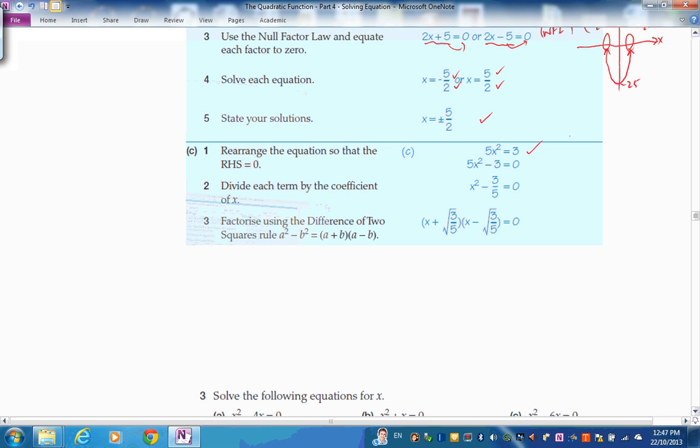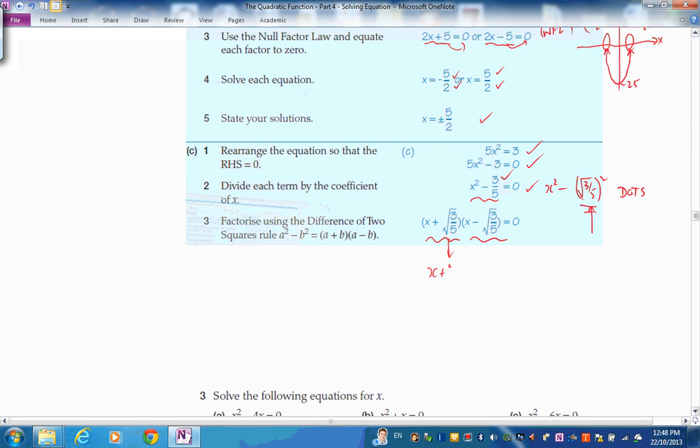5x squared equals 3. Okay, so there are two ways of doing this. Take the 3 across to the left, equals 0. And then, this is not really a perfect square, is it? But we can trick it a bit. X squared take root 3 on 5 squared. It's not a perfect square. We can make it a difference of 2 squares though. That's why we often call it DOTS, difference of 2 squares. There it is. When you square root 3 over 5, you do get root 3 over root 5. So it's the first one, a plus b, a take b equals 0, and then we can solve this.